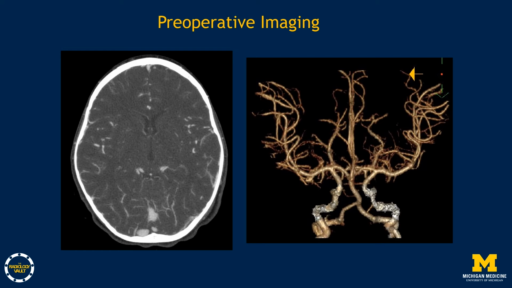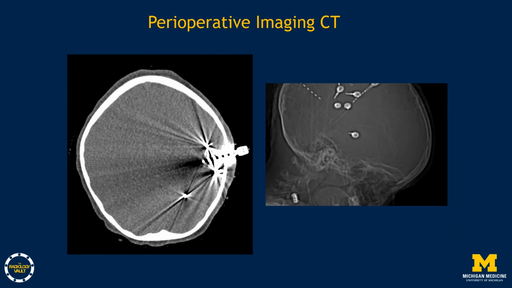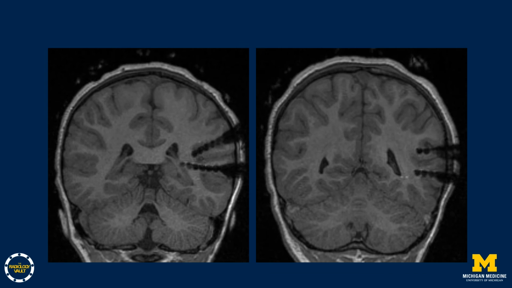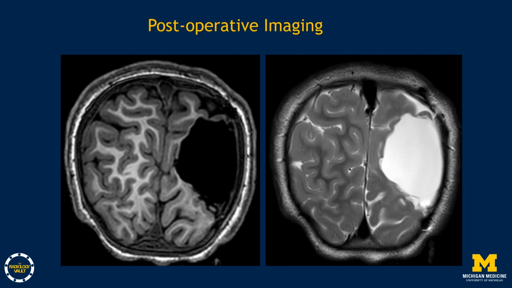This is a CT angiogram of the head needed to delineate the surface blood vessels. The abnormality is not well seen on this study. Here's a perioperative imaging study, CT, showing placement of those grids, or those electrodes. Here's also a post-grid MRI, also showing the position of the electrodes on this T2 flare sequence. Coronal T1 weighted images also show the position of these electrodes that are placed. And finally, the post-operative MRI shows the extent of surgical resection.